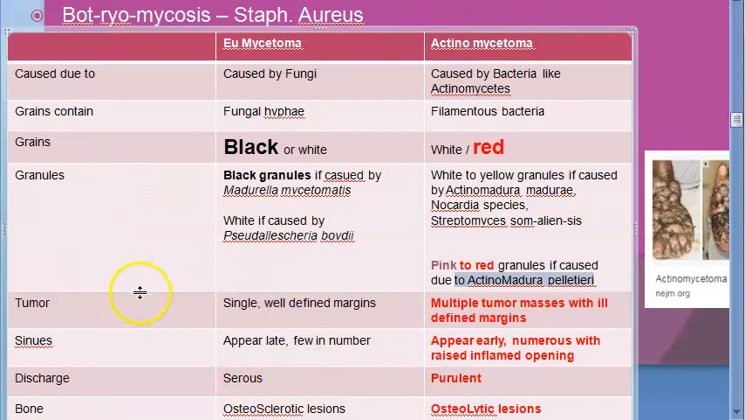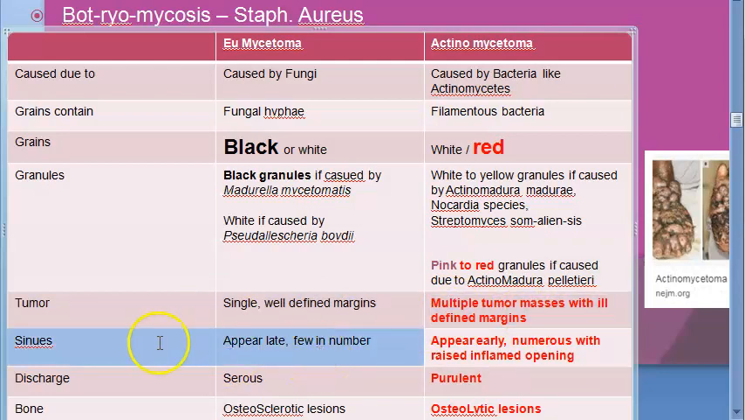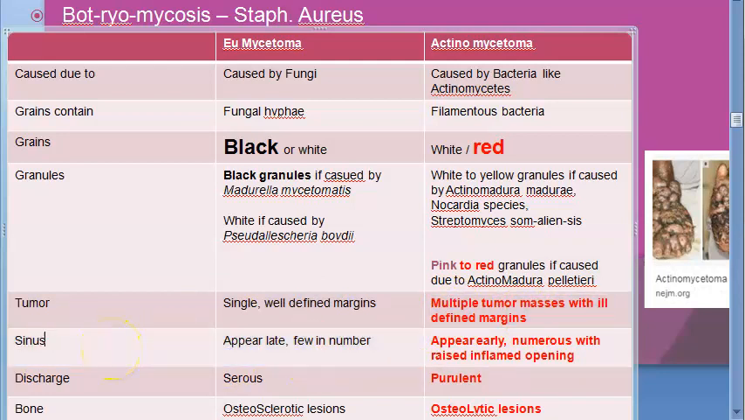Okay. The tumor in Eumycetoma is single and it is well defined. In Actinomycetoma, there are multiple tumor masses with ill-defined margins. The sinuses appear late in Eumycetoma and they are few in number. Here they appear early and they are numerous raised inflamed openings. So there are discharges and all.